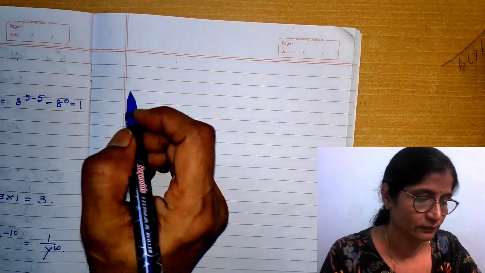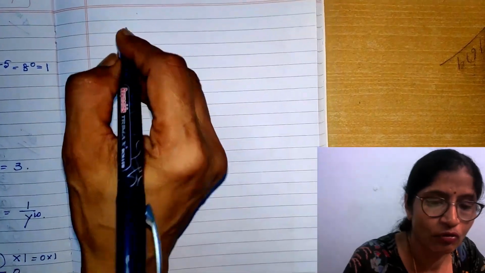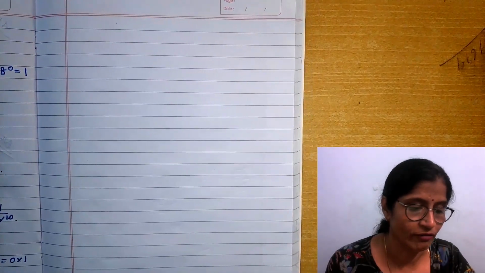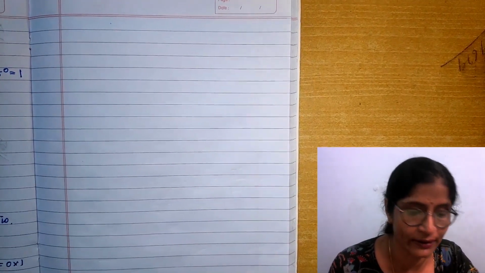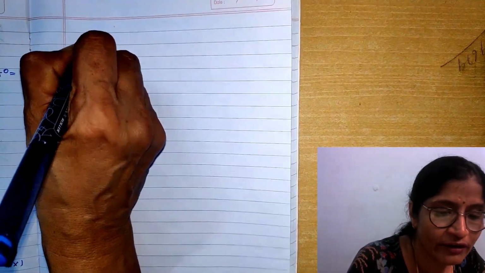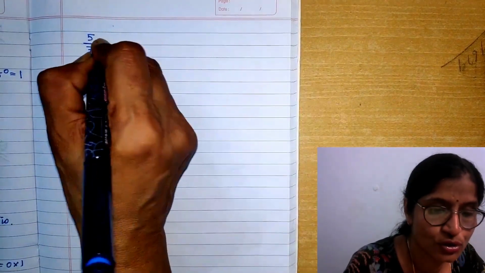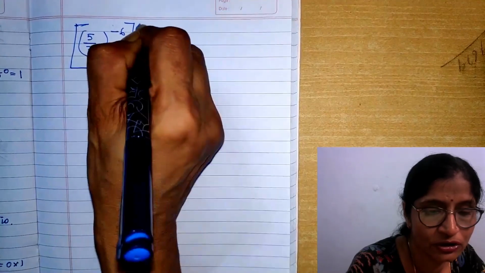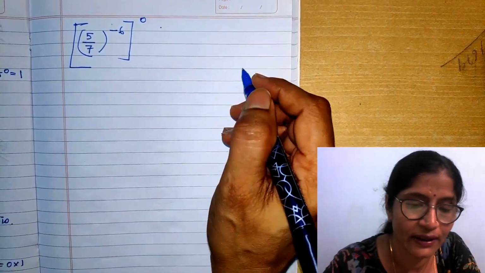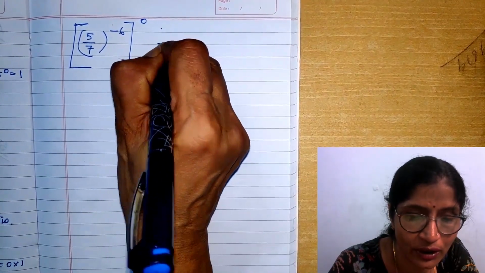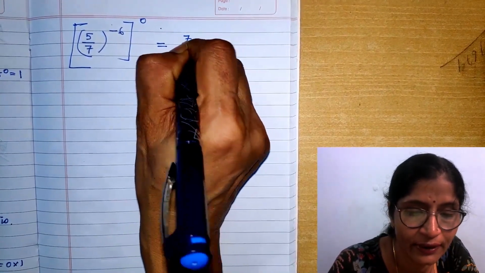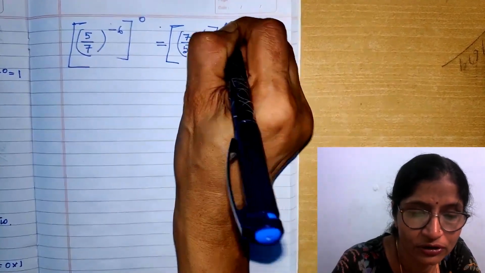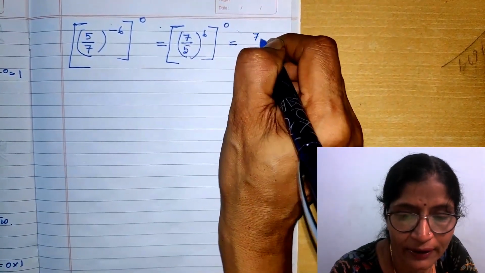Next sum, it is 5 divided by 7 to the power minus 6 to the power 0, and then it is what? This is equal to, if you want, then 7 divided by 5 to the power 6 to make it positive, to the power 0, then it is equal to 7 divided by 5.